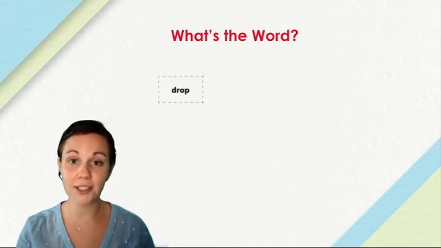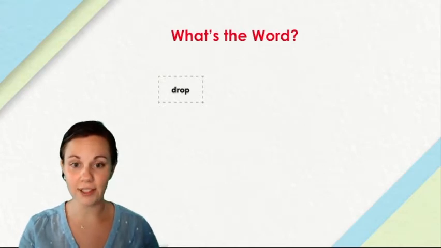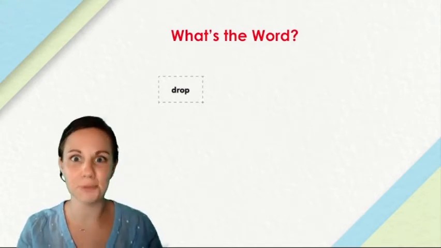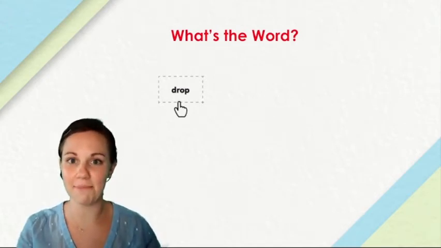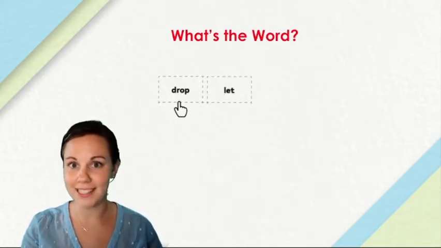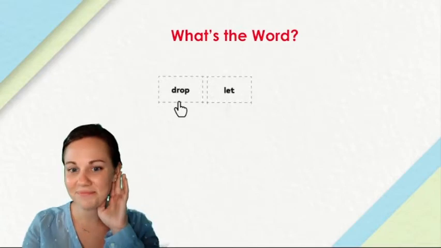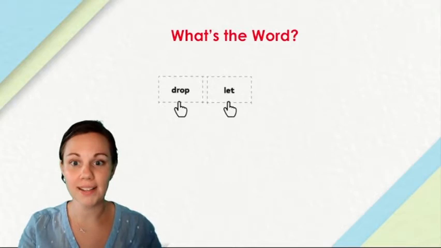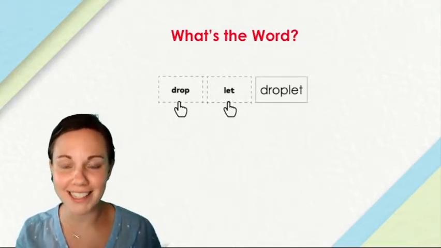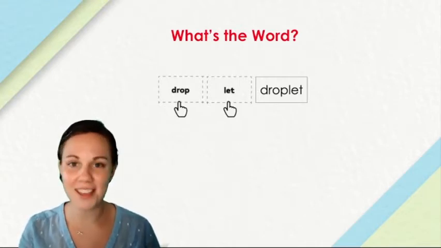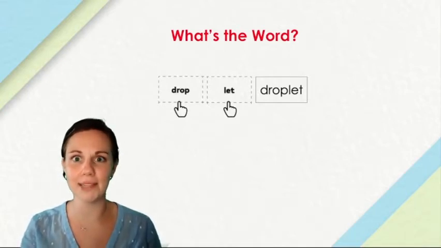Here we have our first syllable. It looks like a closed syllable. It says drop. Great job. Here's the second syllable. What does it say? Let. Put it together. Drop, let, droplet. You've just used your syllable type information to decode or read this two-syllable word, droplet.